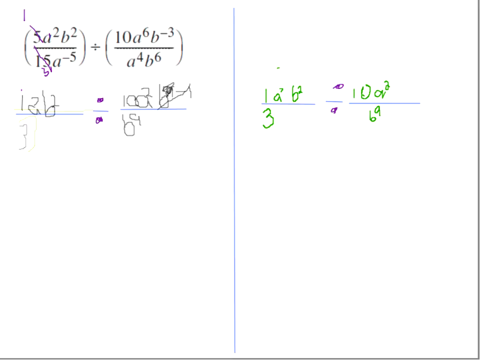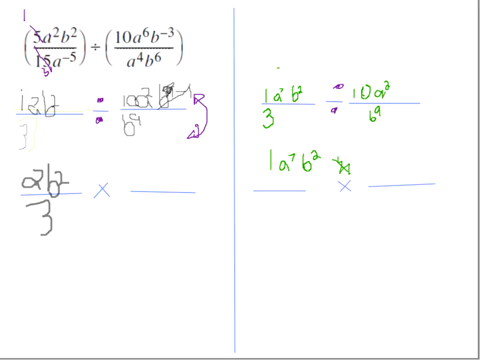Now we have division. So copy the first expression, change the sign to multiplication, and flip. The second expression has to be flipped upside down. Okay. Okay, so b to the good. Okay. Excellent. Okay, that's great. All right, so that's all you do.